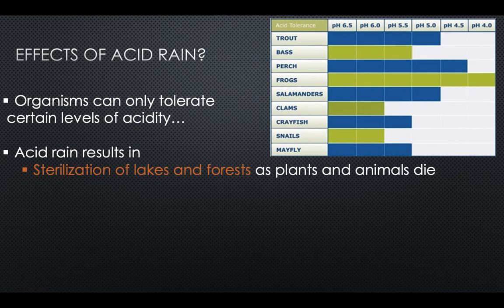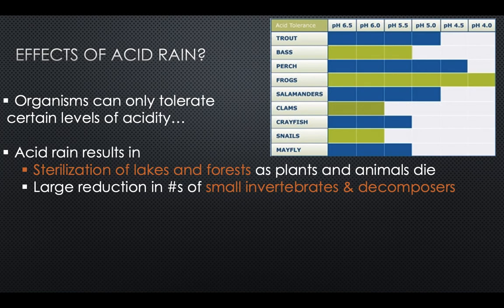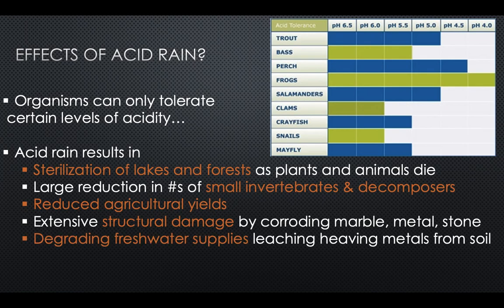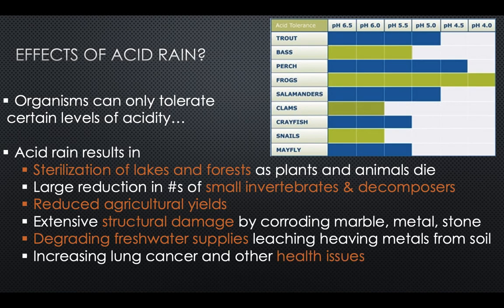Acid rain can result in the sterilization of lakes and forests. It can result in a large reduction in the populations of small invertebrates, like we just said, the clams and snails, and decomposers. It can reduce our agricultural yields. It can cause extensive structural damage because it reacts with the marble, metal, and stone. It can degrade our freshwater supply, and I think this is a really important and very concerning consequence of acid rain. As that acidic water percolates down through the soil, it's actually going to leach these heavy metals and drag them along with it down into our groundwater supply, which is how we get our water here. And lastly, it can increase human health issues like lung cancer.